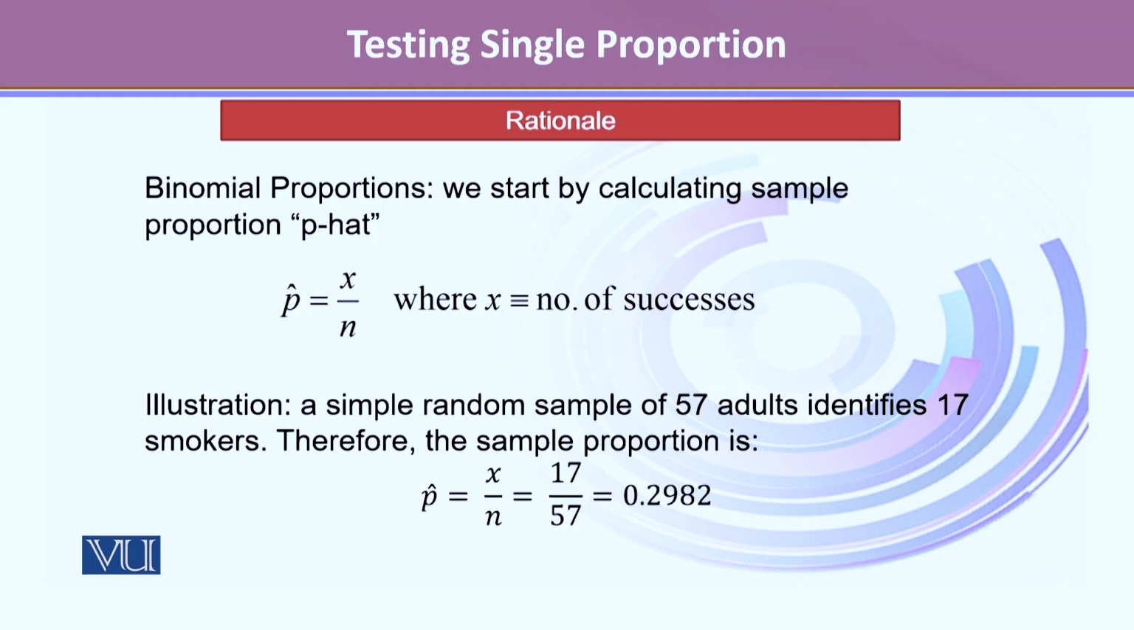When our interest is in binary variables, they follow the binomial probability distribution, and we get binomial proportions. Hence, we start by calculating the sample proportion p hat, where p hat equals x over n, where x is the number of successes. If a simple random sample of 57 adults identifies 17 smokers, the sample proportion will be p hat equals x over n, where x is 17 and n is 57. Finding this ratio, it is 0.2982, which is 29.82%.